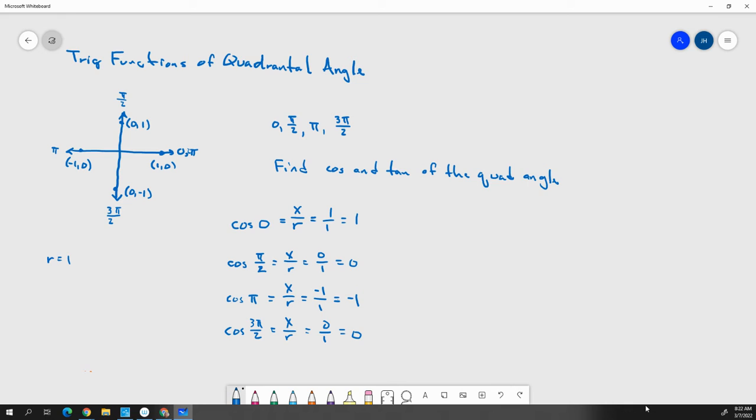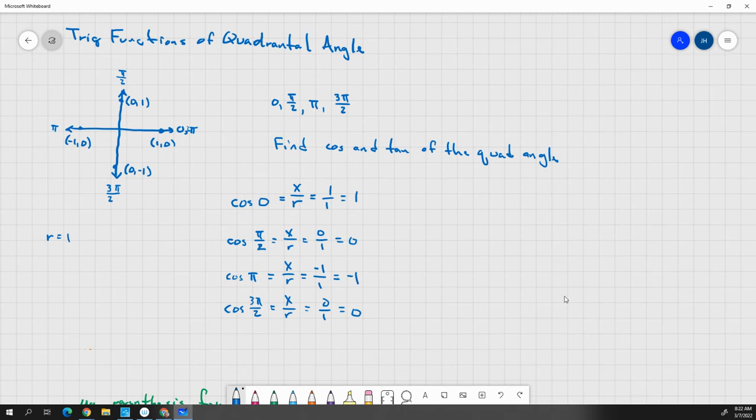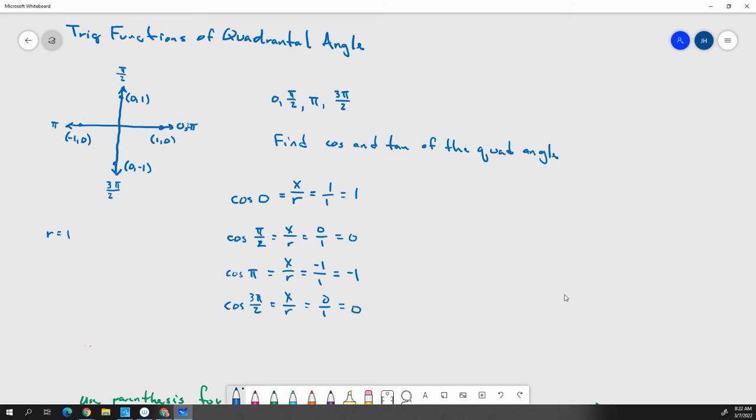So that's cosine, right? And sine would work similarly. We would just use y where the x was, if we were looking for sine. But we're not in this case. We were asked to find cosine and tangent, and we've found all the cosines. So let's look at tangent now.